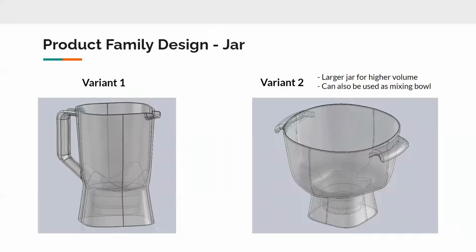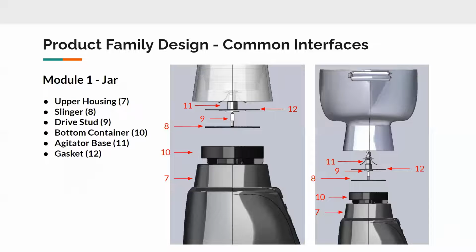So on the left here, we have the first jar, which is designed for household uses. It can hold a couple drinks. However, as you can see with the second variant, this one, which is meant for commercial uses, can accommodate much larger volumes, and it can also be used as a mixing bowl. And when these jars attach to the base of the blender, you can see that the top two components, 11 and 12, remain fixed to the jar, while components 8 and 9 remain fixed to the base. And 9 keys into 12 and ensures that the blades of each jar spin smoothly.